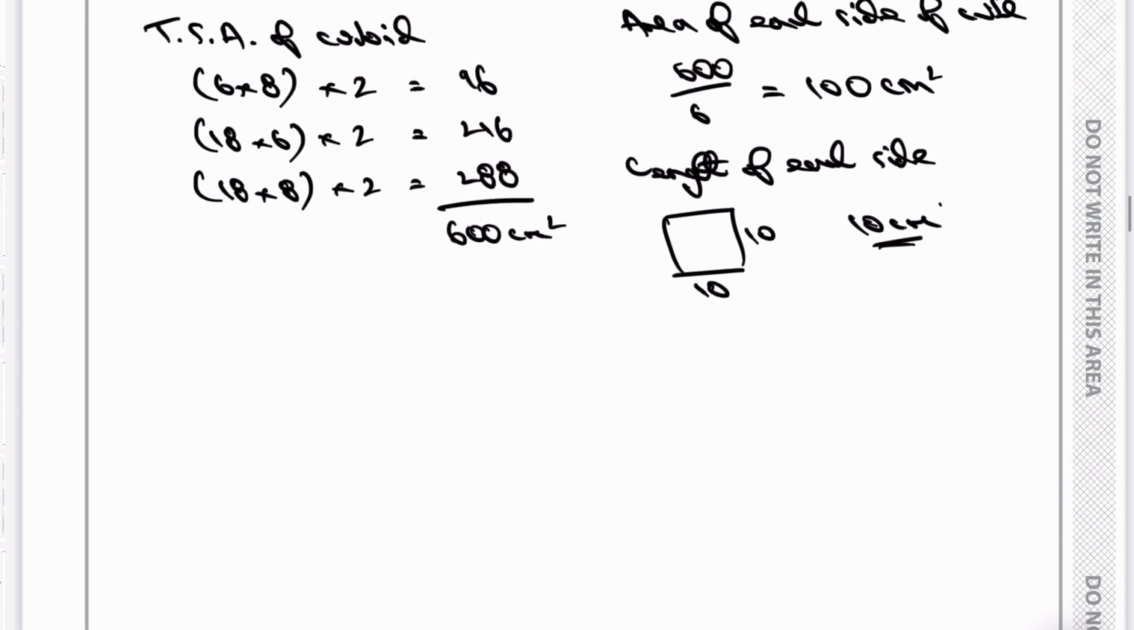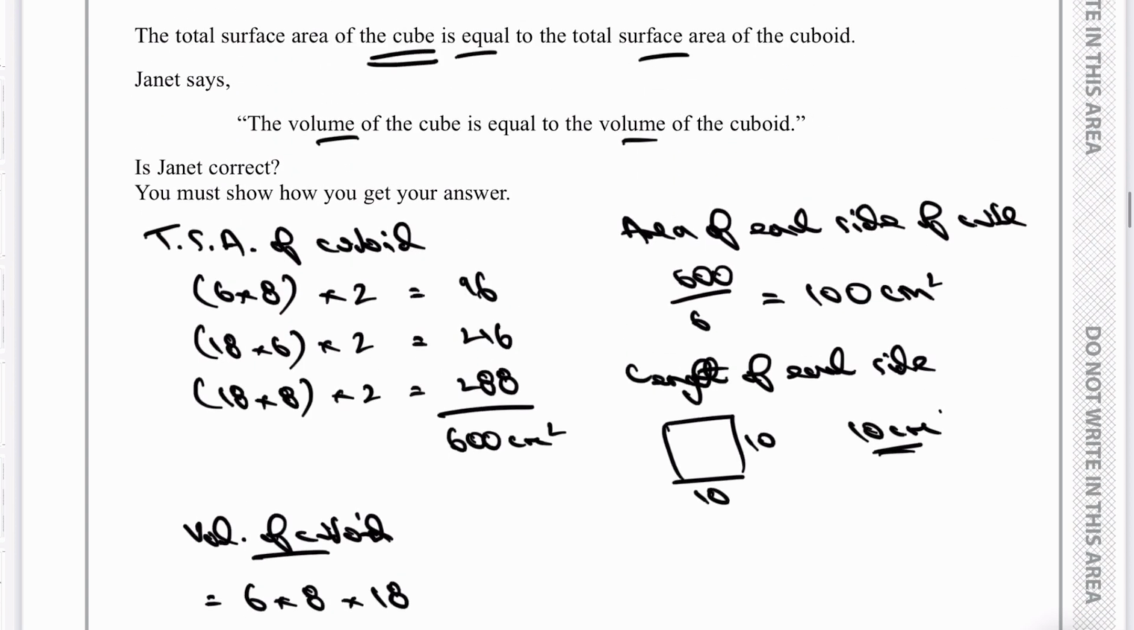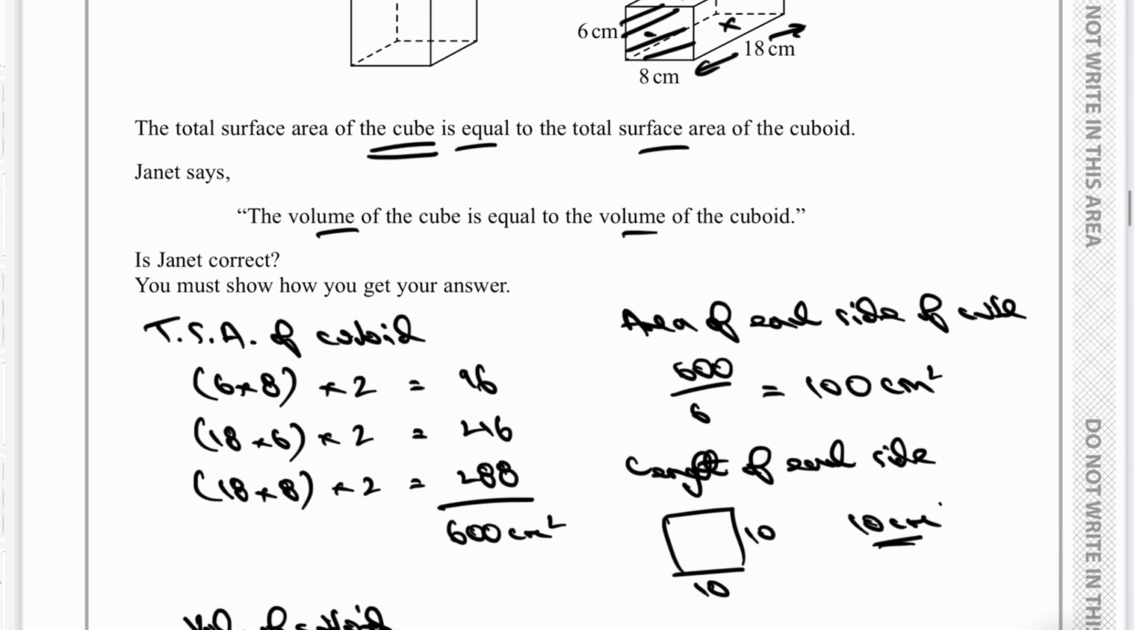So the first thing is, if I look at the volume of the cuboid, well, that's going to be equal to the area multiplied by the depth, which is going to be equal to 6 times 8 multiplied by 18, and therefore that's going to give me 864 centimeters cubed. I'll just very briefly go back up to the image. I've got the area, which is 6 times 8, and then I'm going to multiply it by the depth, which is 18, and that's going to give me the 864.